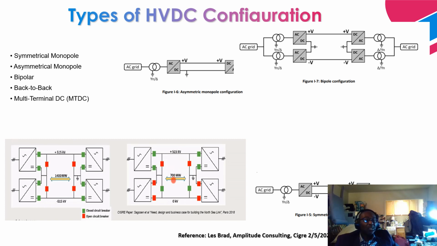Next is a multi-terminal DC transmission network, and I'll show you a picture of it in the next slide. That is when you have more than 2 converter terminals. That is when you have 3 converter terminals, 4 converter terminals, 5 converter terminals, 6 converter terminals. And for multi-terminal HVDC configuration, you can have different configurations. That is series, parallel, or meshed.